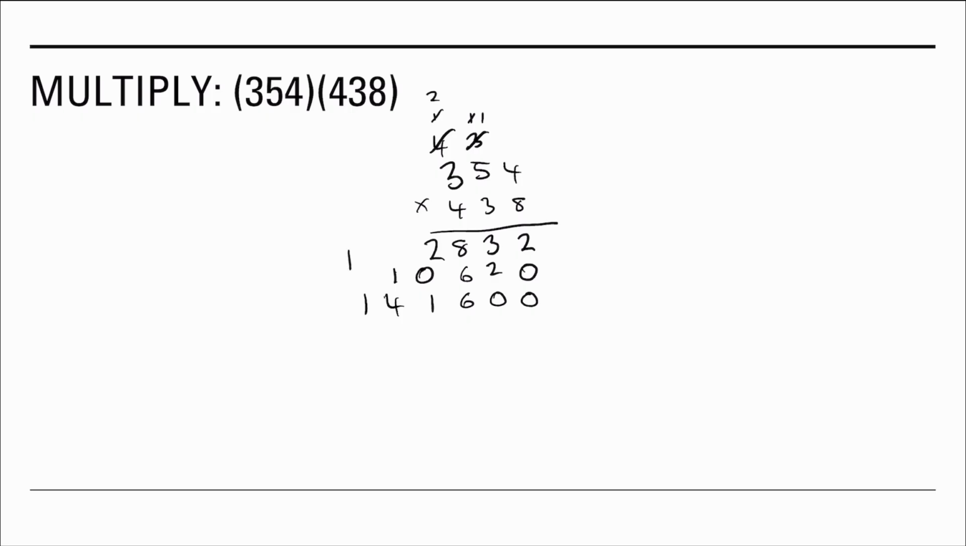Now we're adding all these together. So we need to put another line there. And then we go 2 plus a couple of zeros is going to be 2. 3 plus 2 plus 0 is 5. 8 plus 6 is 14, plus 6 is 20. Carry the 2 up here. 2 plus 2 is 4, plus 0 plus 1 is 5. 1 plus 4 is 5, and then 1. And so we end up with 155,052.